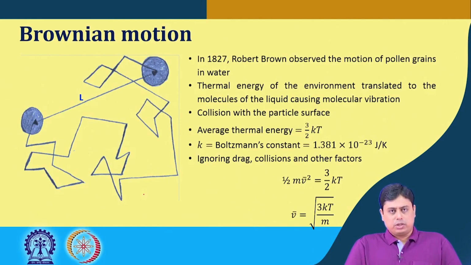Now, Brownian motion in 1827 was observed by Robert Brown, after whom it has been named the Brownian motion. He observed the motion of pollen grains in water, and such kind of random walk has been named after that.